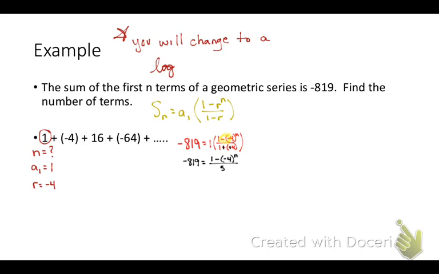So now, I need to get n by itself. So what's the first thing I need to do to get n by itself? Any ideas? Times by 5. Okay? I'm going to multiply both sides by 5. So here and here. So I'm going to have negative 4,095 equal to 1 minus -4 to the nth power.